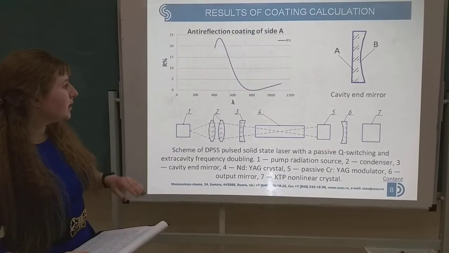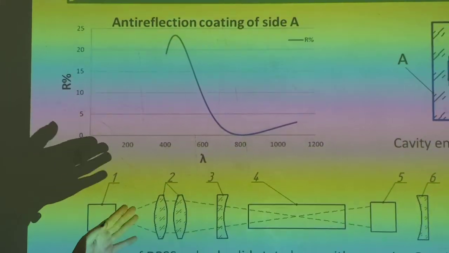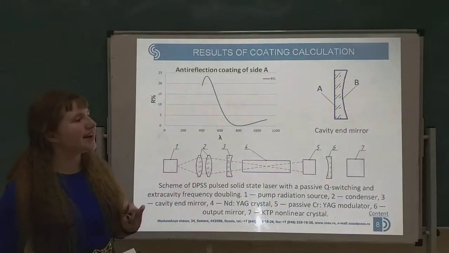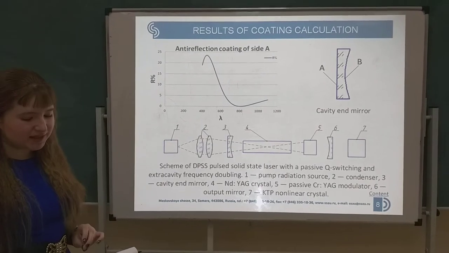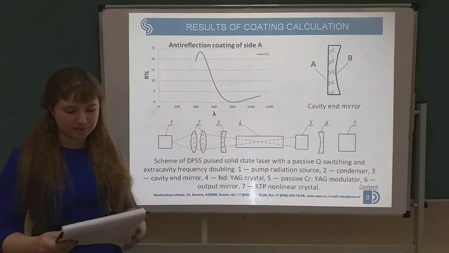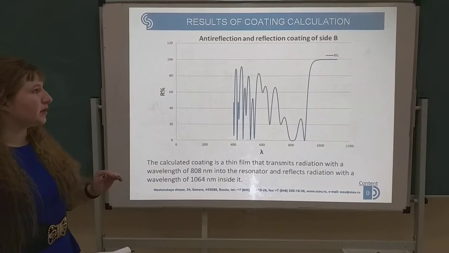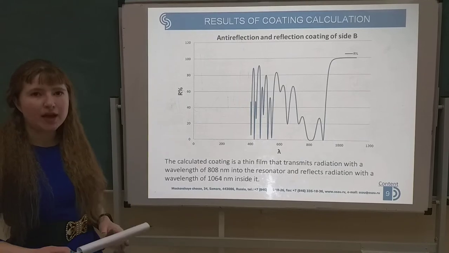As we see, the graph bottoms out in the region of the wavelength of 808 nanometers. That is, radiation with this wavelength will completely pass into the cavity. The next slide shows the optical coating calculation for side B.